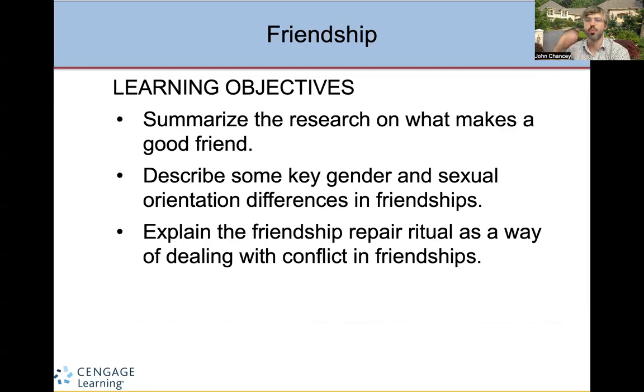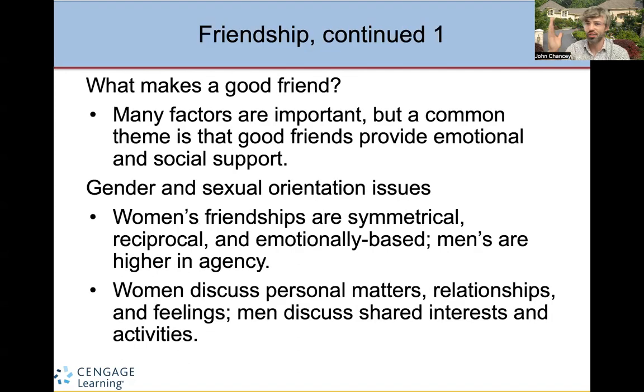Okay, we're going to switch gears and specifically look at friendship. By the end of this section, you should be able to summarize research on what makes a good friend, describe key gender and sexual orientation differences in relationships or friendships, and explain the friendship repair ritual as a way of dealing with conflict in friendships, because conflict happens. Even with your best friend, you're not always going to agree. You may like all the same stuff, but eventually you're probably going to come into some degree of conflict.